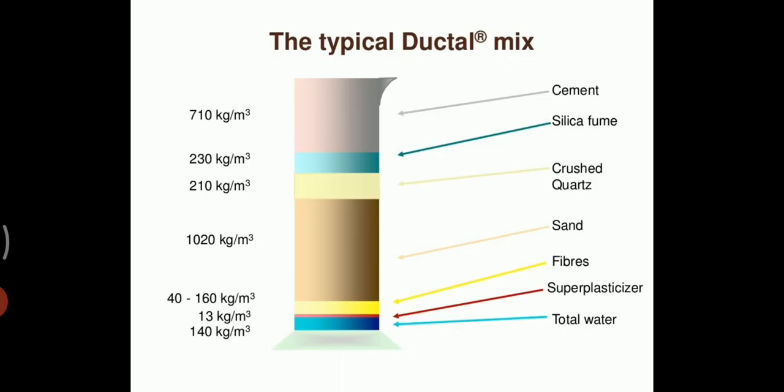For the typical mix, cement is about 710 kg per meter cube. Wow, that is a huge quantity of cement. Then silica fume, a mineral admixture to attain high strength, 230 kg per meter cube. In addition, crushed quartz in powder form is about 210 kg per meter cube. Sand is 1020 kg per meter cube. In addition, fibers, we use 40 to 160 kg per meter cube. Superplasticizer is about 13 kg per meter cube.